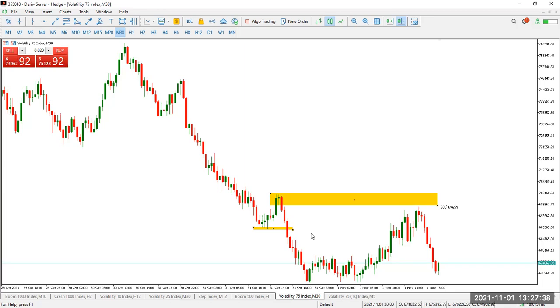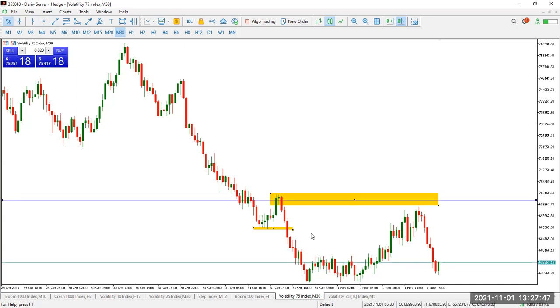Market did not respect it for a reason. Market did not get to it at all. By right, market was supposed to reach it. It doesn't mean that because market did not get to it, they will not use it. No, we are still waiting for them to come. But because of what I saw here, I did not enter the market, because I didn't expect the people to come to this supply zone.